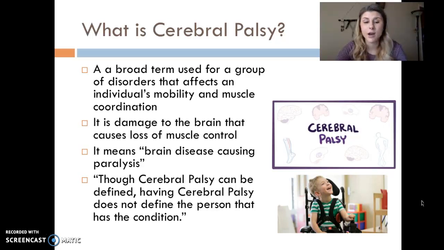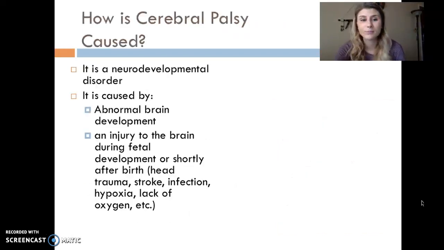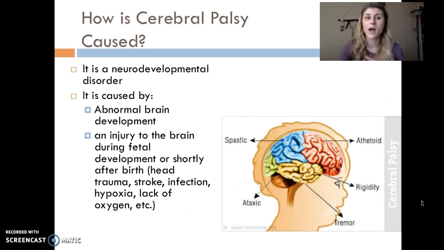And then I found this really good quote from one of my sources. It says, though cerebral palsy can be defined, having cerebral palsy does not define the person that has the condition. So I thought that was a really good quote. So, how is it caused?